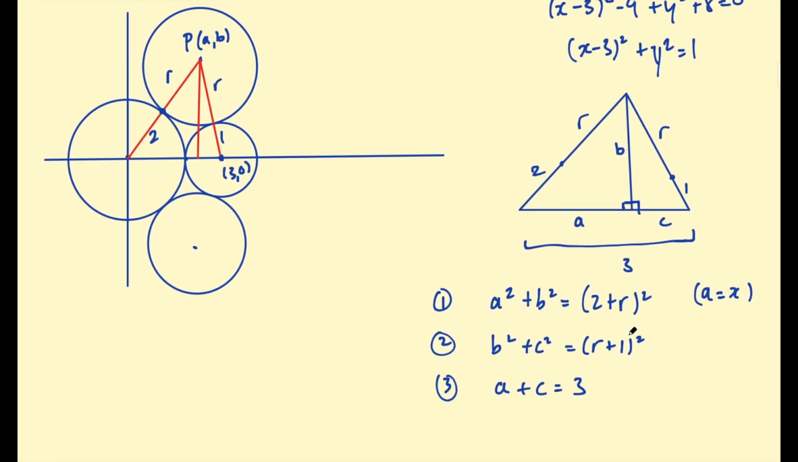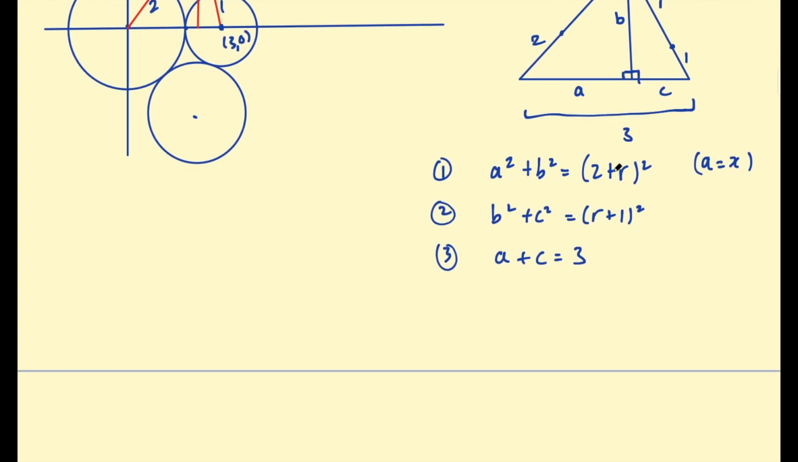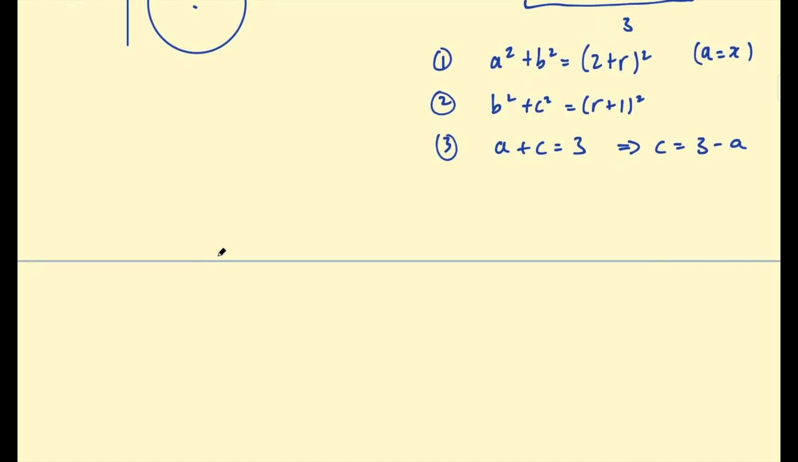Okay, so we want a in terms of r. That's the point. We want a in terms of r. How can we do that? Well, firstly, we can get c in terms of a. So c equals 3 take a. Then we can write b in terms of a and r. And then we can finally write a only in terms of r, and we'll get our final solution. Okay, so let's start that down here.